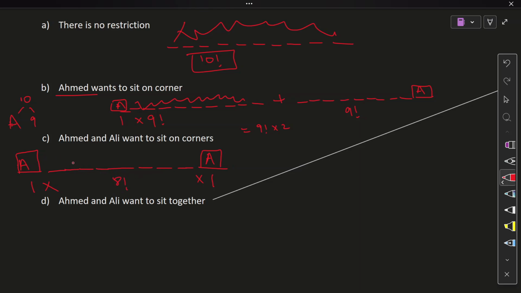They're moving around, right? But something can happen here. Keep in mind that Ahmed and Ali did not specify which corners they want to be seated on. If it's specified, I would go for this. This is the answer, but it's not specified. These 2 people can move around about their places, and that's going to be 2 factorial.